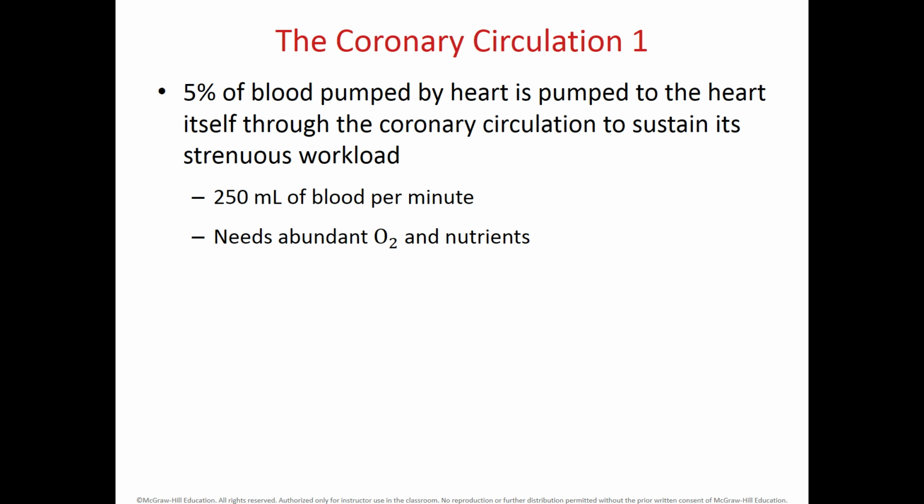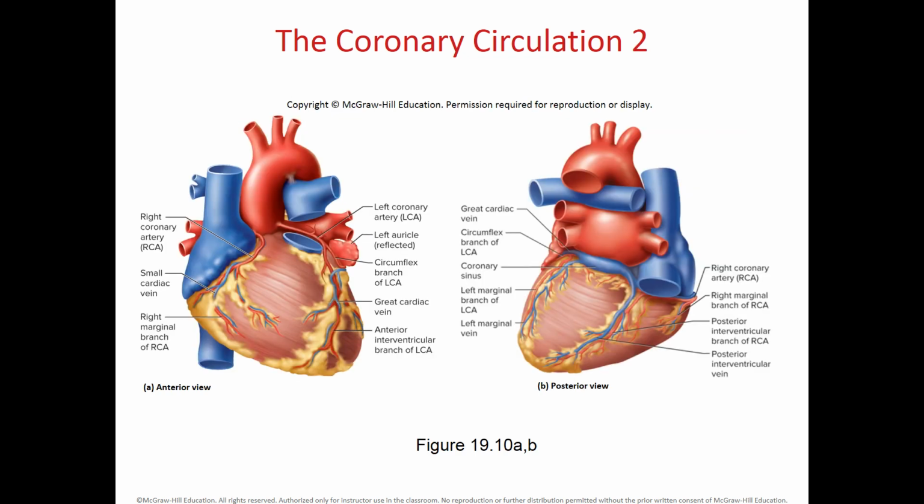And 5% of the blood pumped by the heart is pumped to the heart itself, and the heart will sustain its strenuous workload because of this. And then you have pumping of about 250 milliliters of blood per minute, and it needs abundant oxygen and nutrients. So this will be how the coronary circulation happens.